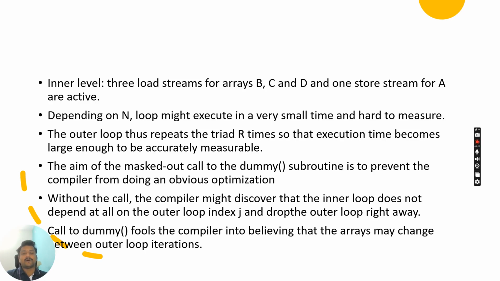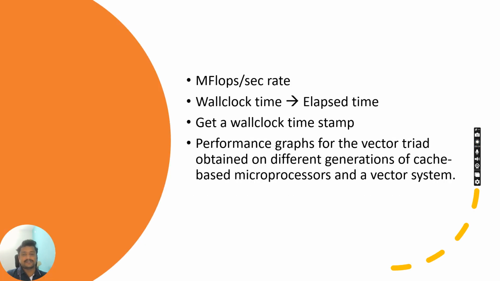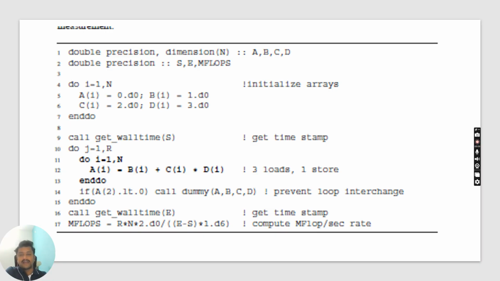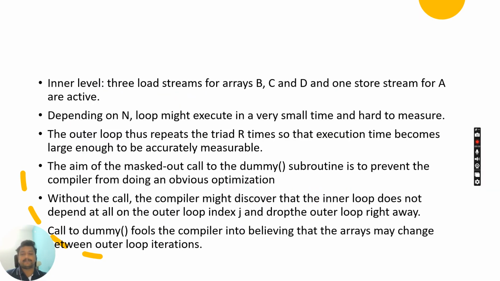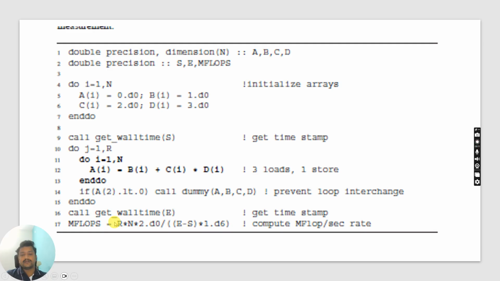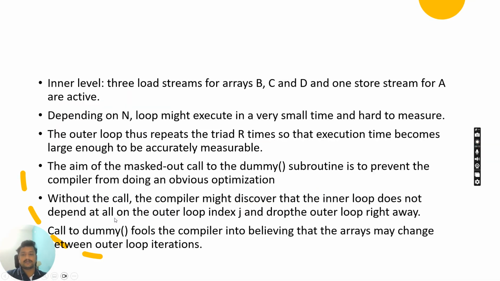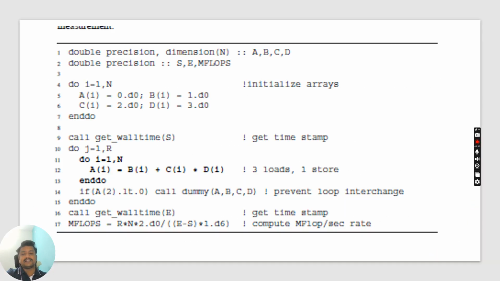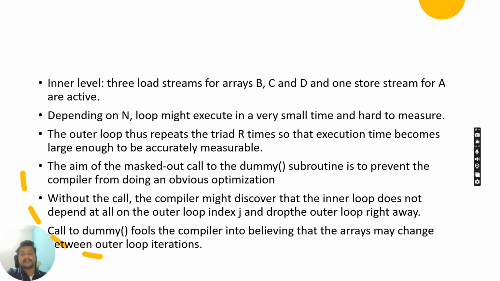But for the outer loop of the trial of R, you see this diagram code, we have an outer loop of R, which gets executed with a time interval, and it's enough to measure accurately, so that it can measure in terms of MFLOPS per second.